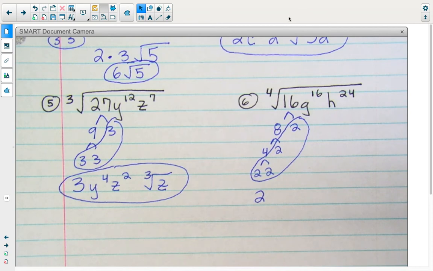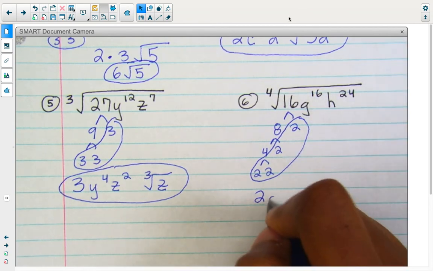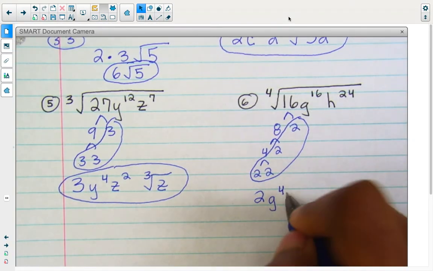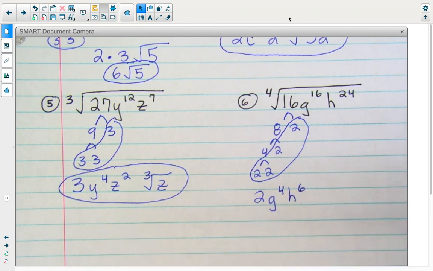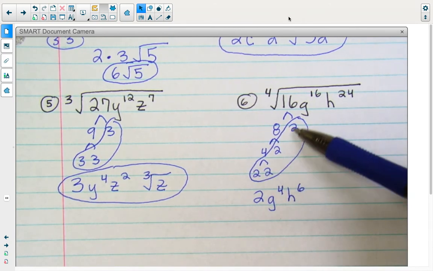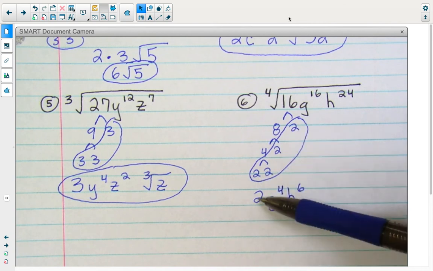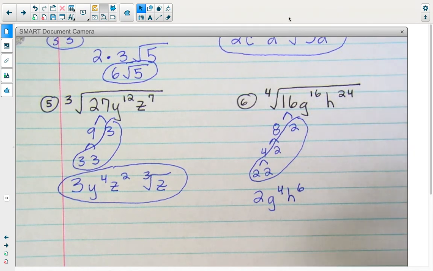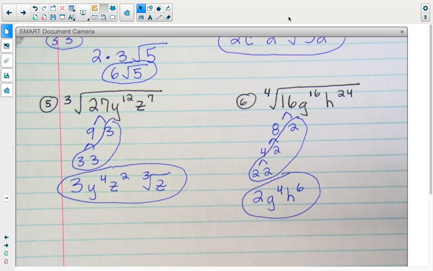Definitely going to use the shortcut. 4 goes into 16 4 whole times, and 4 goes into 24 6 whole times. And I do not have anything left over. All my prime numbers were used up. That's where that 2 came from. 4 times 4 is 16. 4 times 6 is 24. I don't have anything left over, so this is our final answer. So my final answer is 2 G to the 4th H to the 6th.